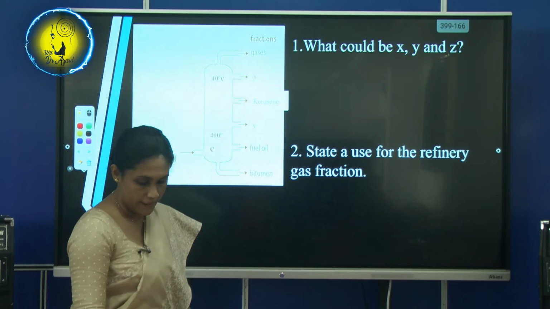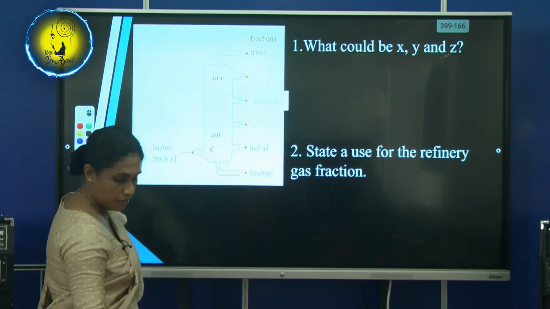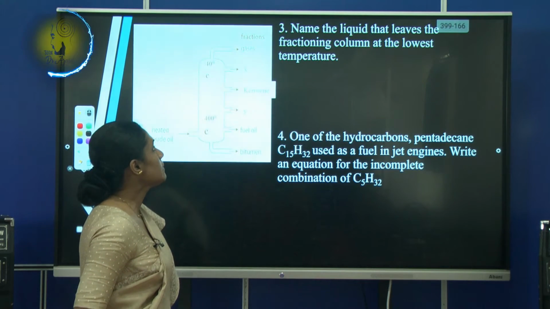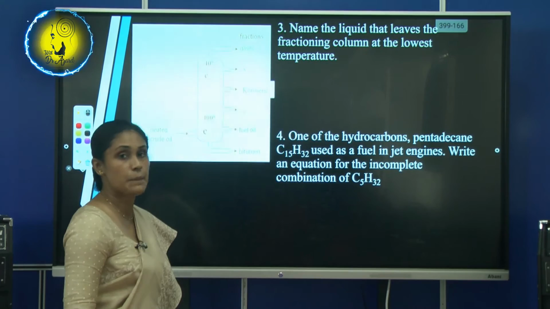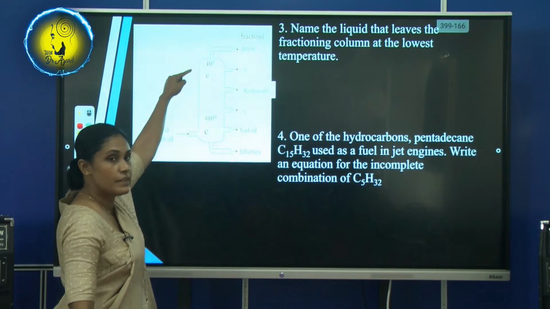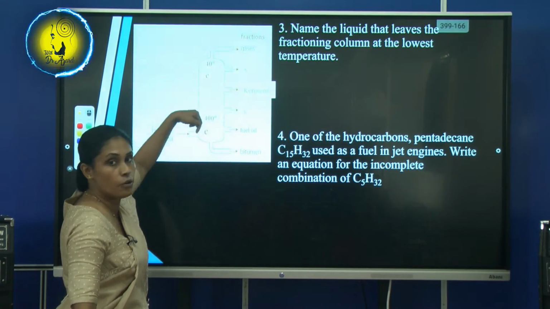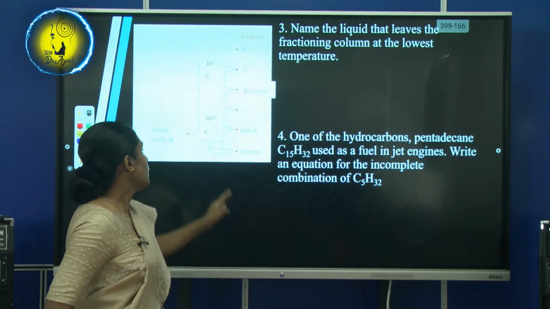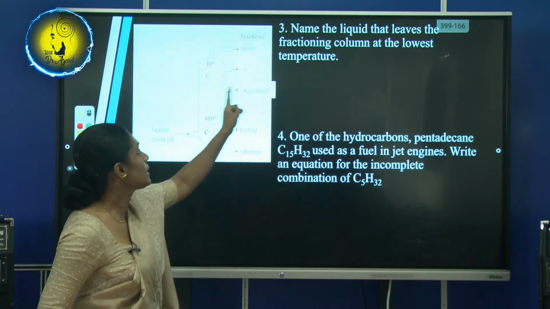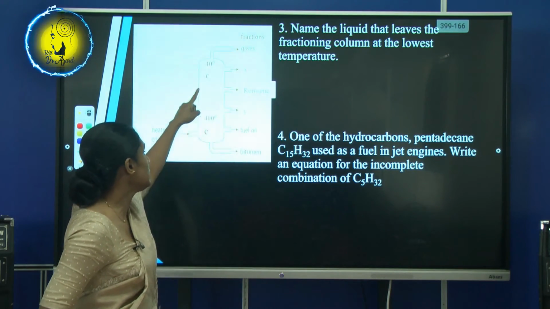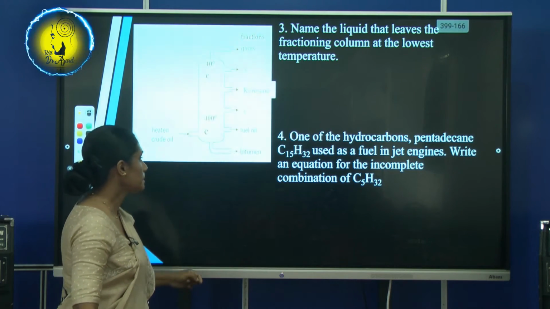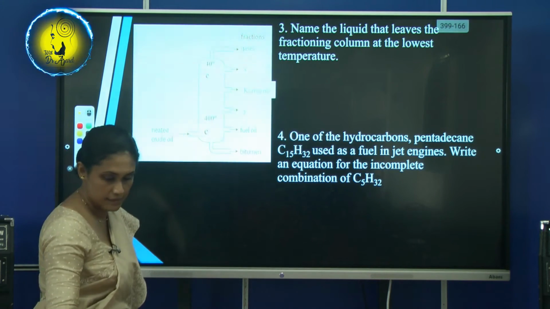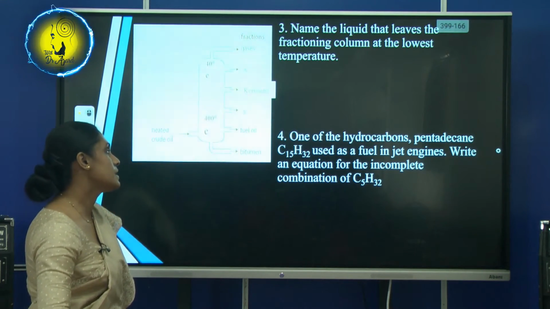FUEL. Right. Now let's move to the next part of the assignment. Name the liquid that leaves a fractioning column at the lowest temperature. You see on the top of this it's 40 and at the bottom it's 400 degrees Celsius. This C should be here. Okay. So as you see, which one leaves the column early? It's bitumen.